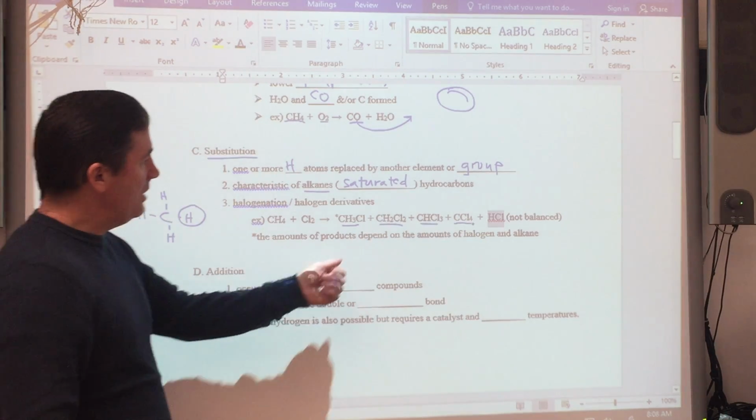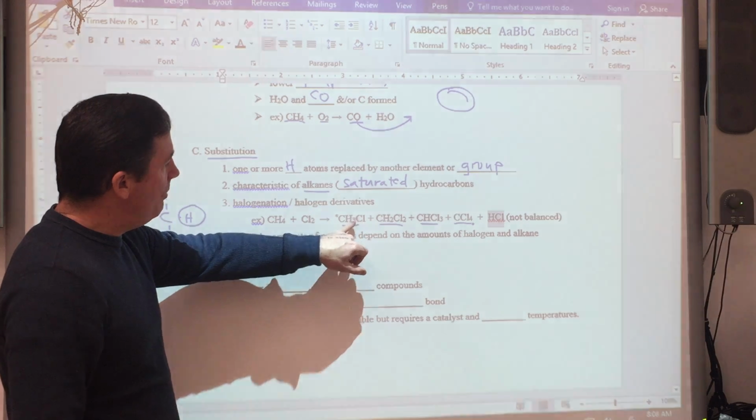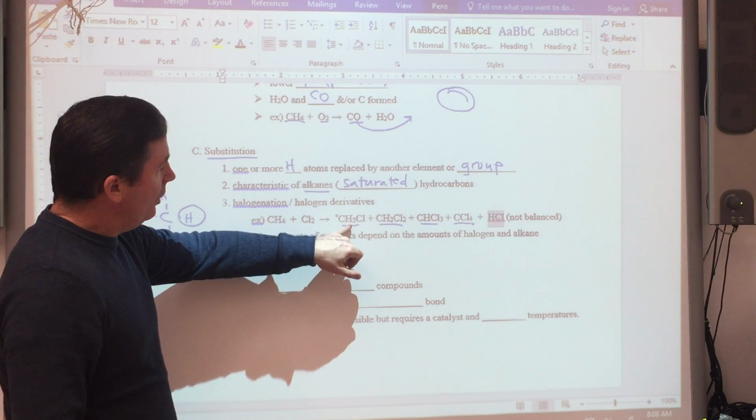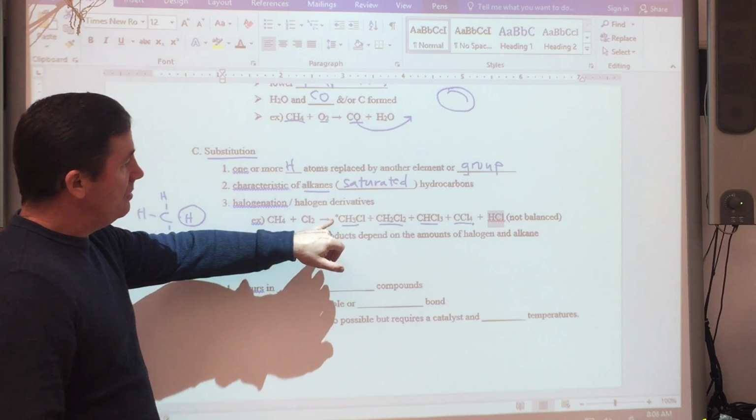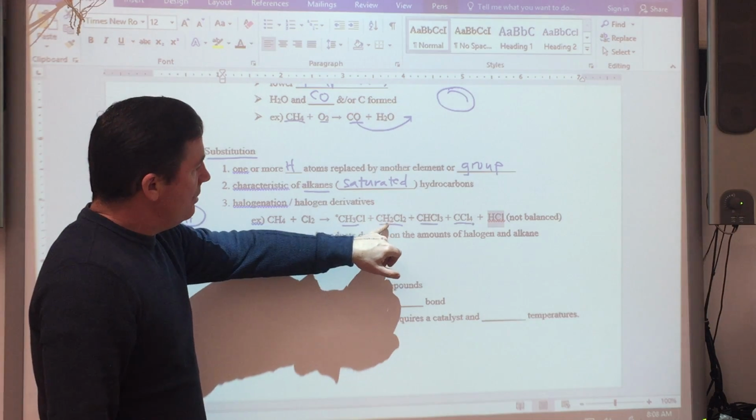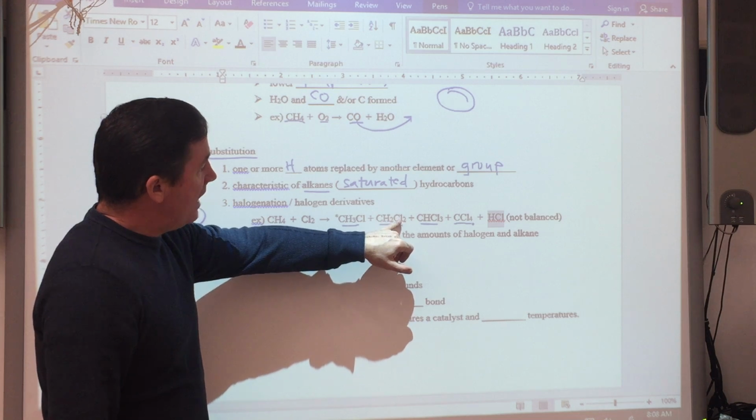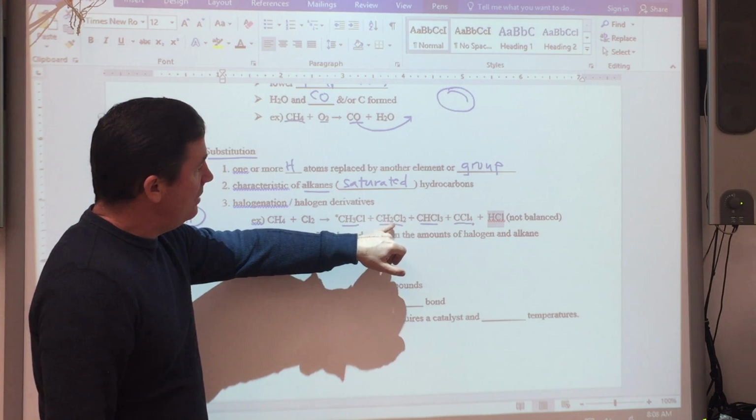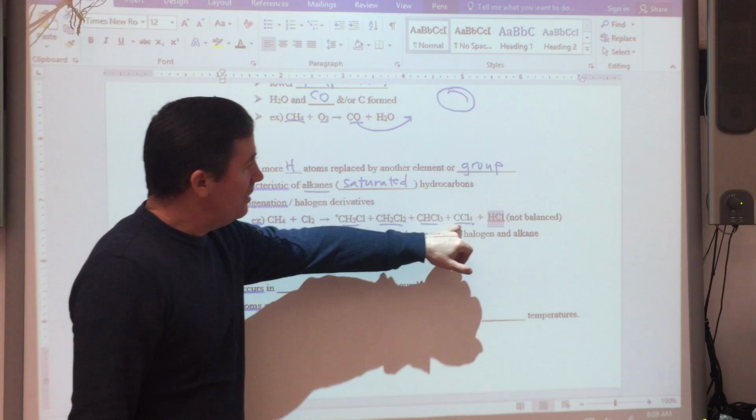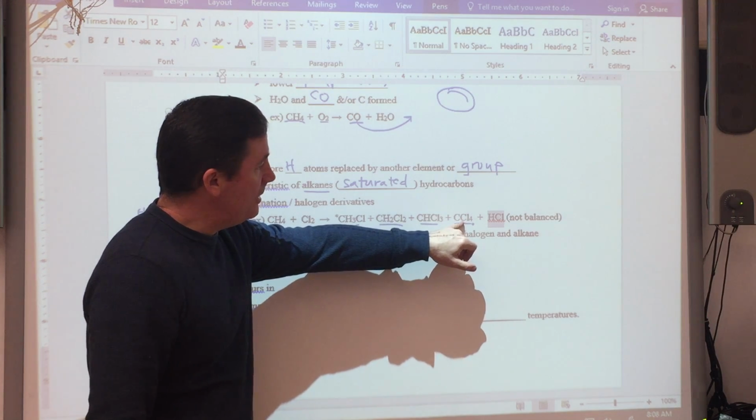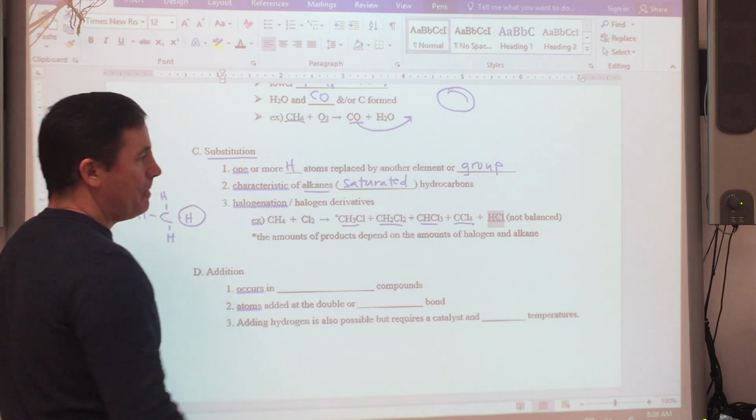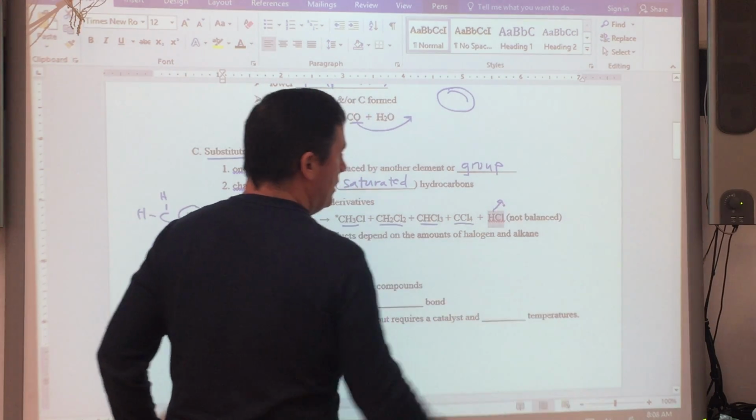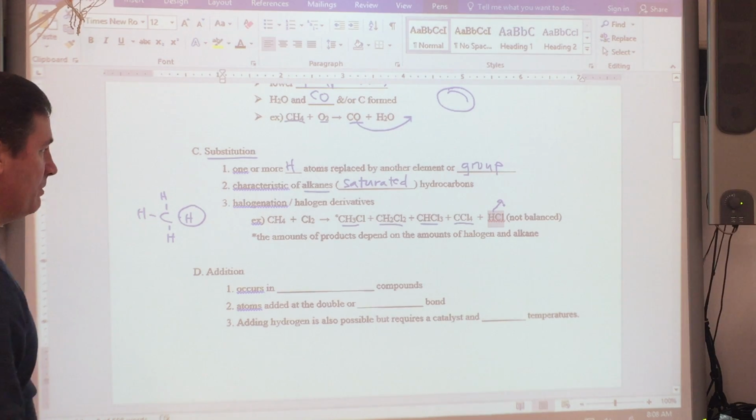Okay? You can get chloromethane, or this one's actually called methyl chloride, and this one is dichloromethane, trichloromethane, tetrachloromethane. This one's also called carbon tetrachloride. And this one is hydrochloric acid, as you can see.